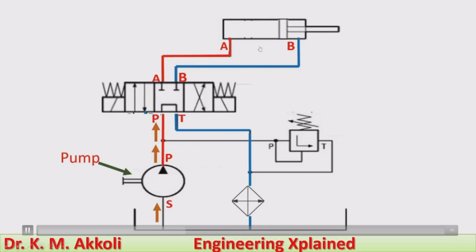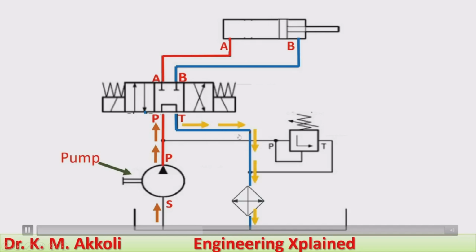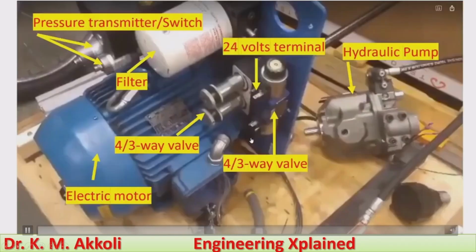The center position is the neutral position. Neutral position means the cylinder stays in a particular position only. It will not move. The fluid flowing from the pump will flow back to the oil tank through the T port and through the filter. This we can see, how the flow takes place here also. This is the neutral position, where the valve will not be acting.